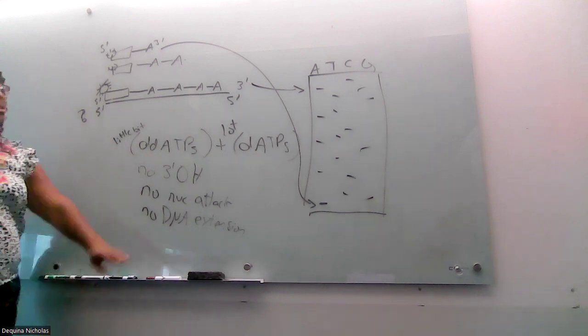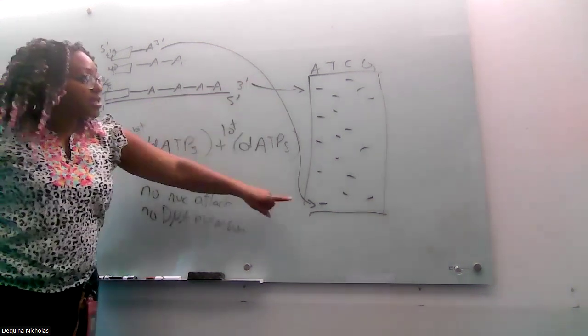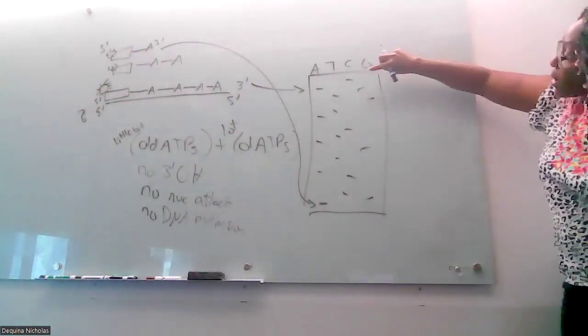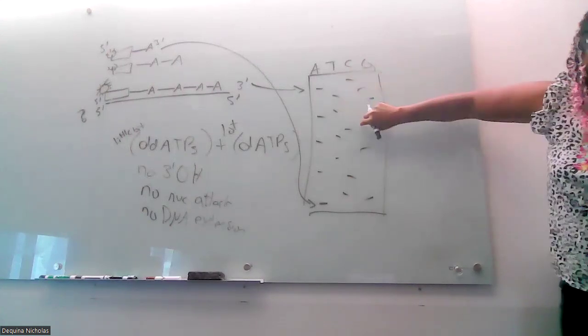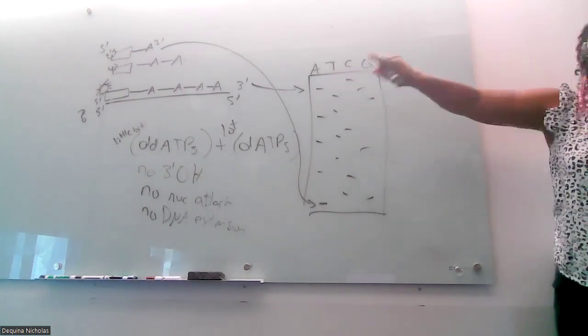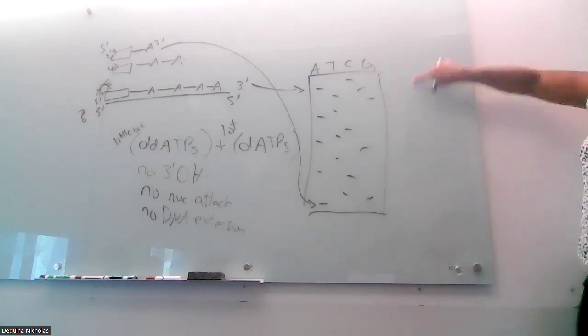Okay, so now that we know this is 3' and this is 5', we can essentially just mark the bands in order, and whatever order they appear in is the sequence. And then for the parent strand, the one we're trying to sequence, the template strand, just write the reverse complement.